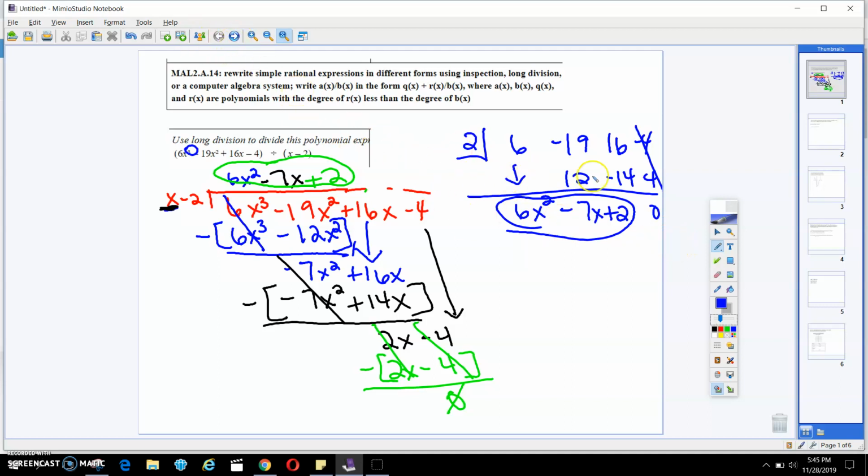So the only reason why I can do this synthetic division is because of this leading term. It does not have a coefficient bigger than 1, and it doesn't have an exponent bigger than 1. So I can use synthetic division on this guy.